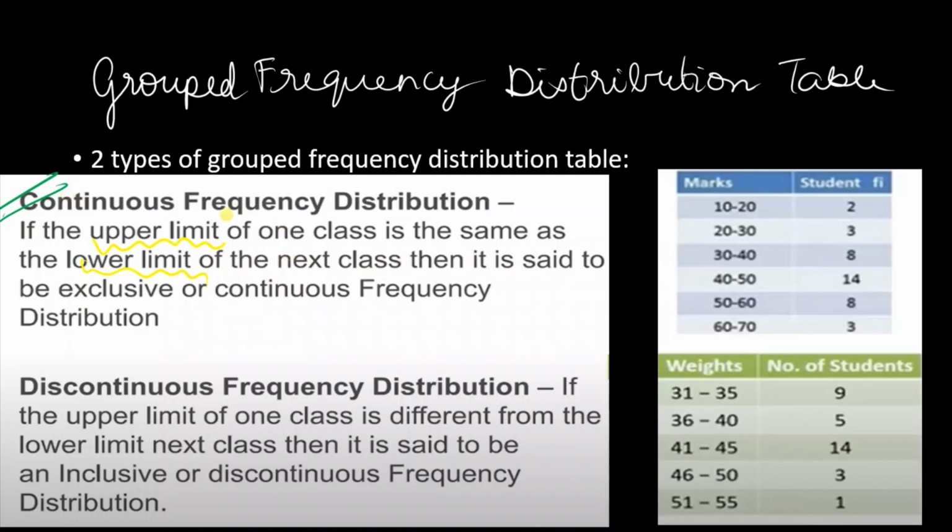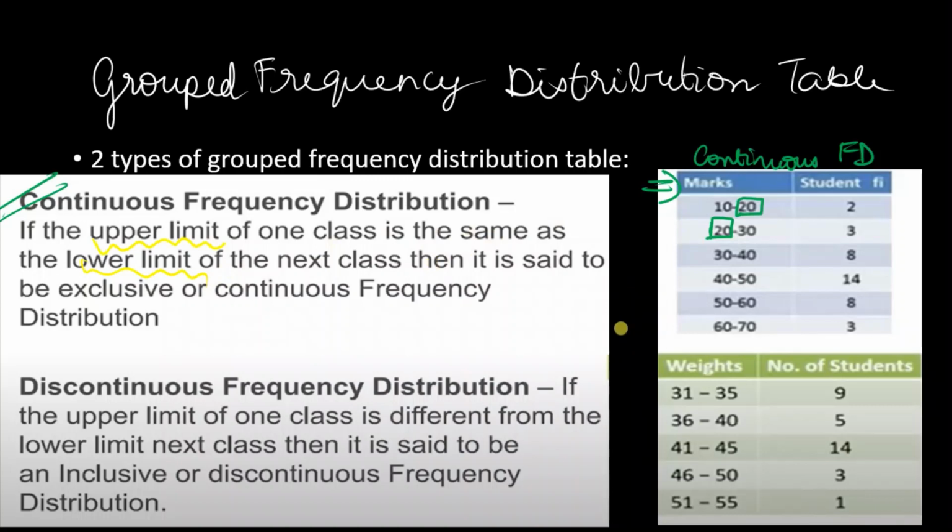Now let us see. If the upper limit of one class is the same as the lower limit of the next class, and the upper limit is the highest value of that particular class while the lower limit is the lowest value, let's take this table for example. This table on the right hand side is a continuous frequency distribution. Here, in the first class interval, 20 is the upper limit, and in the second class interval 20 is the lower limit. So when we have such situations, we say that this is a continuous frequency distribution.